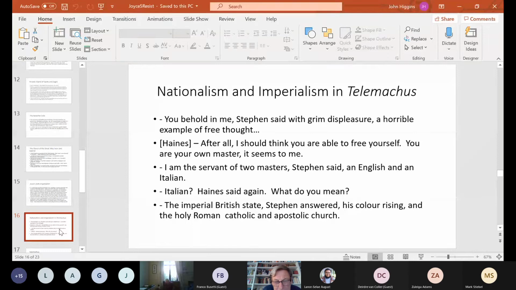"Italian?" Haynes said again. "What do you mean?" And Stephen specifies, as we've seen Joyce does in his other writings, "I am the servant of two masters, an English and an Italian, the imperial British state and the Holy Roman Catholic and Apostolic Church." And Stephen, whose motto we said before is known, "Serviam," I will not serve, has to free himself from both of those forces.